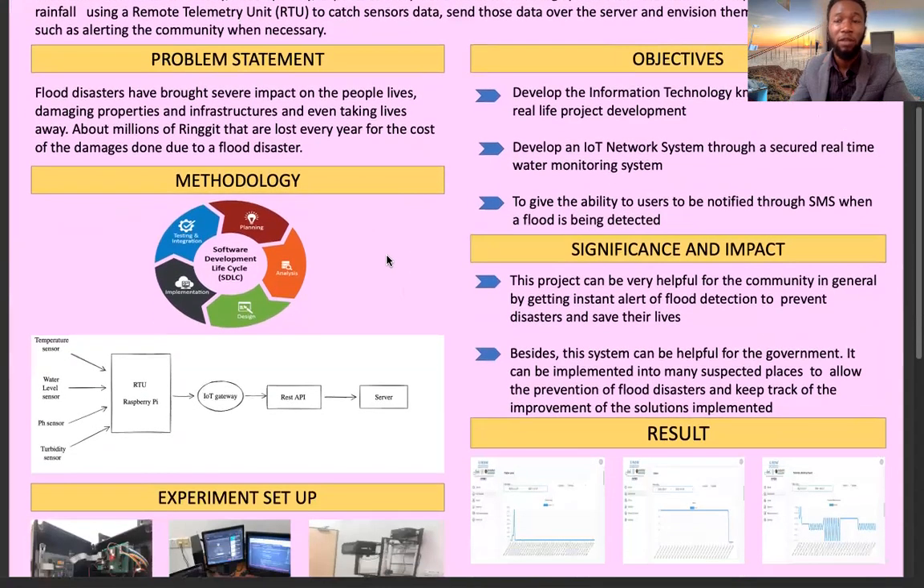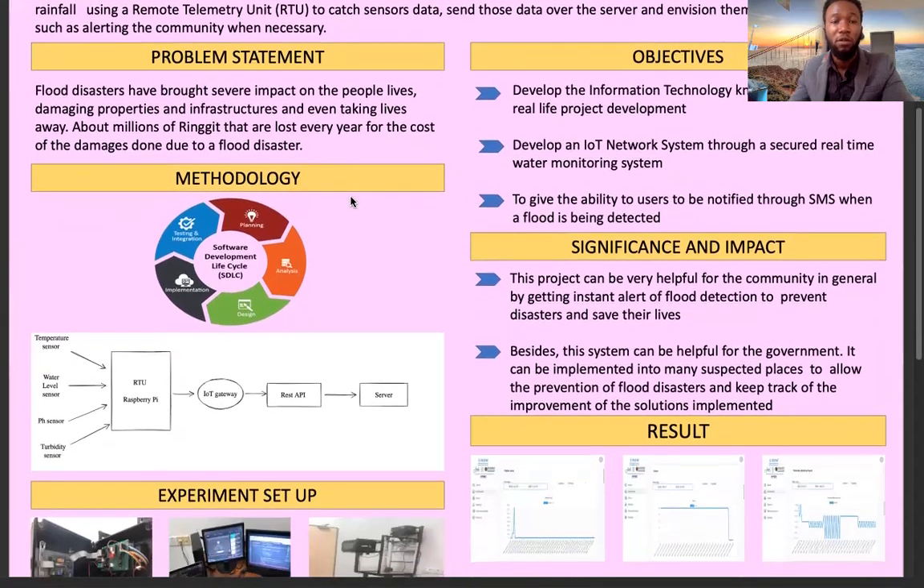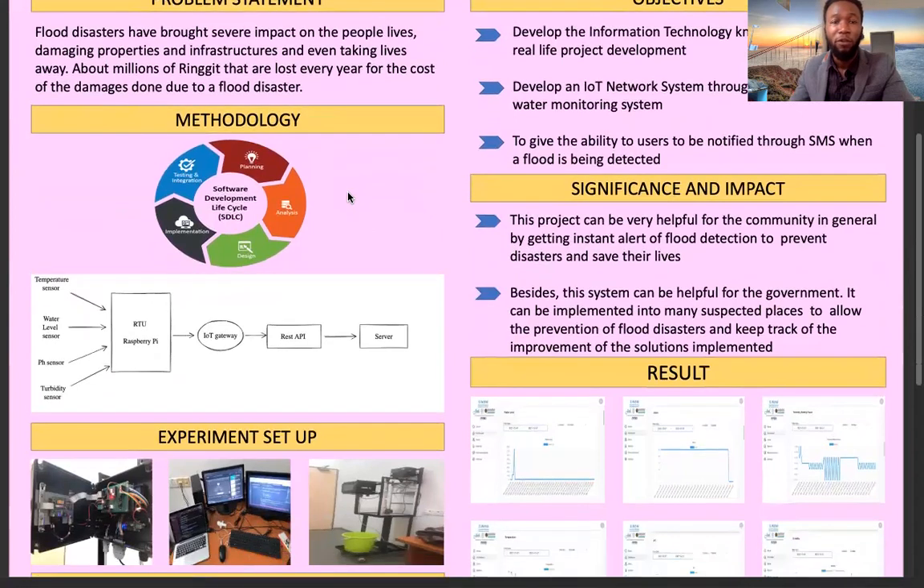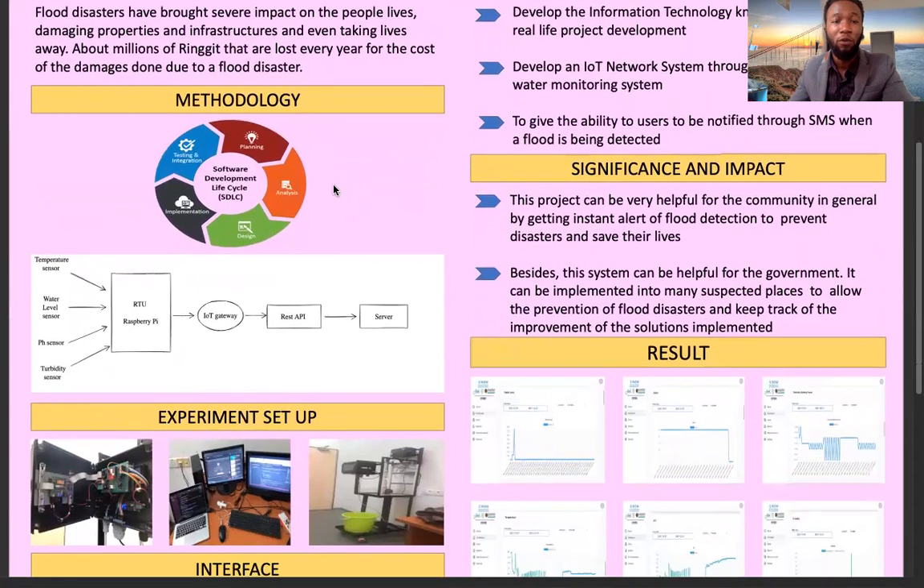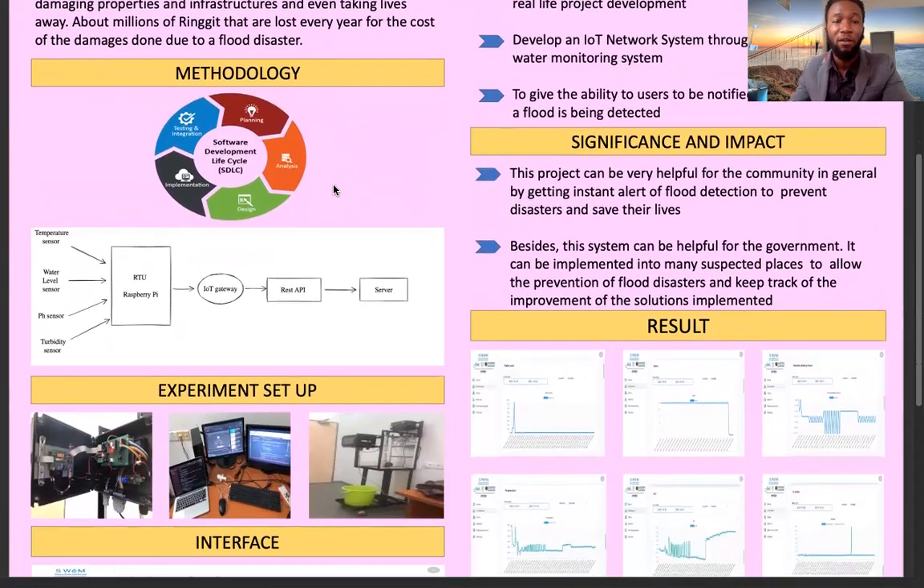So let's look at the methodology used in this project. For the implementation of this project, we look to the software development lifecycle, or called SDLC, as a methodology, since it looks into every step of the development and can be monitored and accept changes over the development of the system.